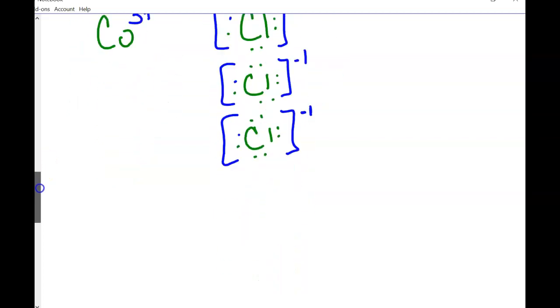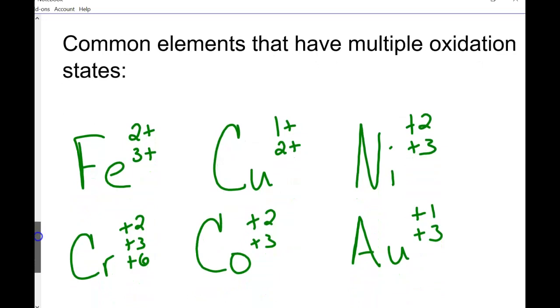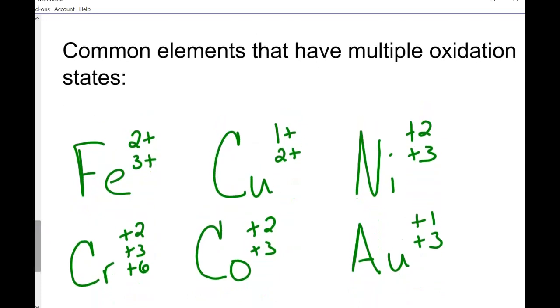Down below here, I'm just going to show you, you should just write these down, some common elements that have multiple oxidation states. So iron can be 2+ or 3+. Copper can be 1+ or 2+. Oh, there's the bell. Thank you. So you guys can just copy these down: nickel, chromium, cobalt, and gold. Those are all common transition elements that have more than one oxidation state.